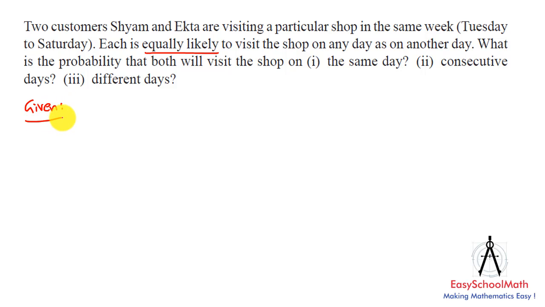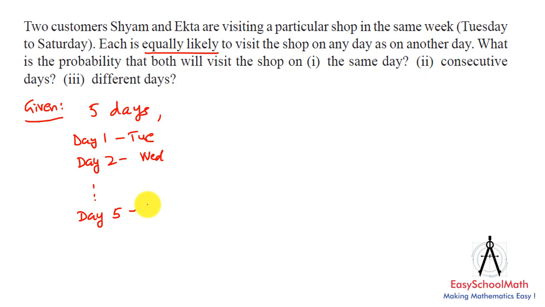So let us just collect what is given in the question, right? You have 5 days, and 5 days from Tuesday to Saturday. So let's say day 1 is Tuesday, day 2 is Wednesday, it goes on till day 5, that is Saturday. Okay. Now they also mention that each day is equally likely. That means probability of anybody visiting a shop on a Wednesday is same as the probability of anybody visiting a shop on a Friday. It makes no difference. Now this question is actually very similar to a dice question, but since it is worded in a different way, it appears to be tricky. Let's see how it is similar to a dice question.